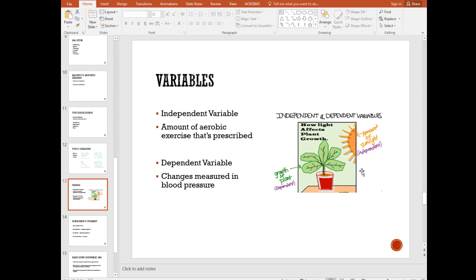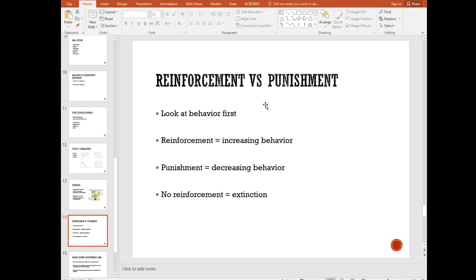So we can think of this in terms of exercise. I can say this is the amount of exercise and this is the amount of muscle hypertrophy, right? If we're talking about strength training, or this is the amount of aerobic training and this is the amount of increase in red blood cells within the body. You get the idea. So the dependent variable is dependent upon the independent.